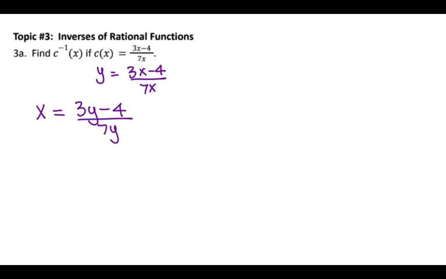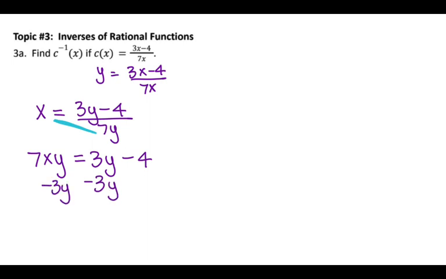Now, right now, I have a fraction, so I need to get rid of that fraction, and the way that you do that is to cross multiply. So I'm going to multiply x and 7y. That gives me 7xy equals 3y minus 4. Now what you need to do is get your y's on the same side, because what we are trying to do is solve for y, and in order to do that, I need my y's on the same side. I'm going to go ahead and subtract 3y from both sides.